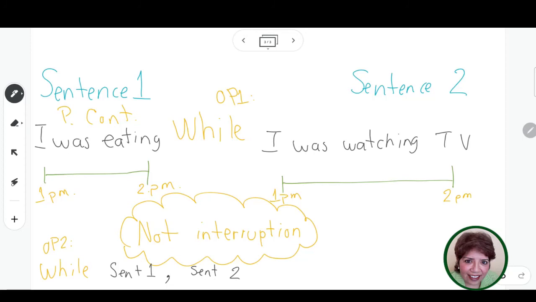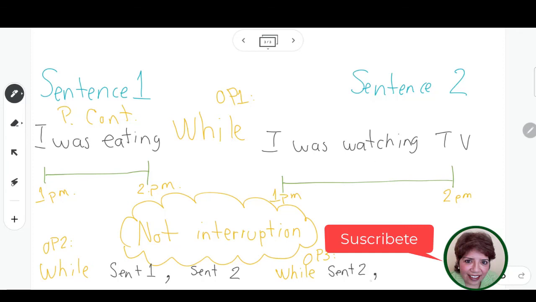Or, in this case, we can change the order because it doesn't matter, since you did both actions at the same time. Then you can write option number 2. Oh, I'm sorry. A lot of changes of colors. While, and now sentence number 2, because remember that you did both actions at the same time and the order is not going to be significant. While I was watching TV, comma, I was eating. Yes, very easy.